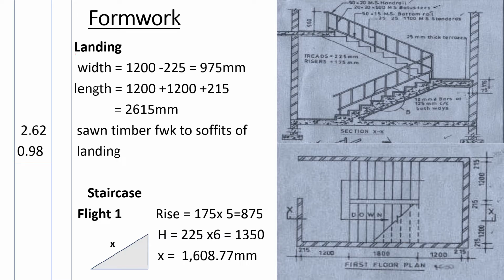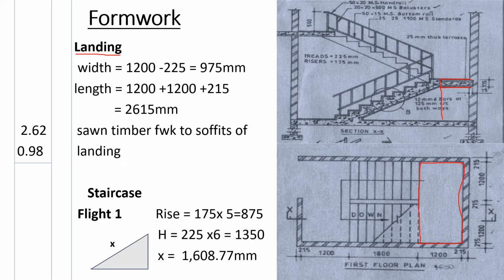Now we are going to start with formwork for the landing. This is our landing here. I want to highlight it so that we can see it clearly. So our landing is 1200 wide, and then the length is 1200 plus 215 plus 1200. Now for the width, which is 1200, if you look at section XX here, this is our landing. The concrete that we need is for this landing.